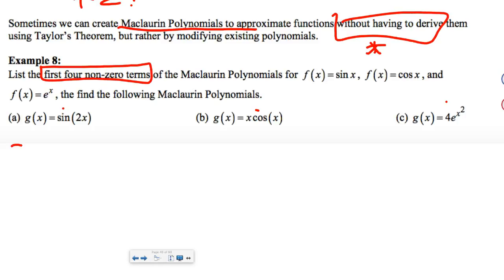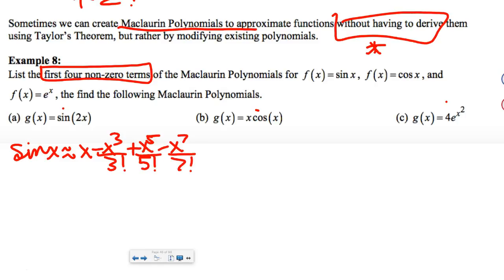So this is what I'm going to do. I'm going to take sine, and it's an approximation again. Unless I go to infinity, I'm going to do 4 non-zero terms. If you can write that without looking, you can do this one. Easy. Right, I'm not doing 2x though. I'm going to do sine first. X minus x cubed over 3 factorial, it's the odds, right? Plus x to the 5th over 5 factorial minus x to the 7th over 7 factorial.